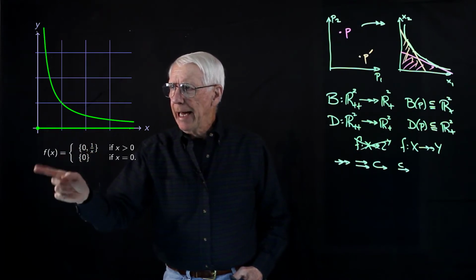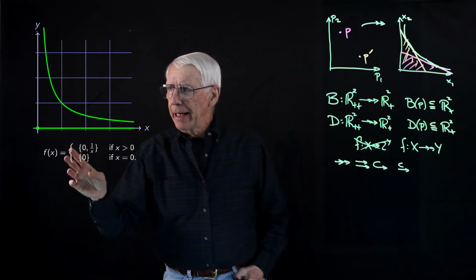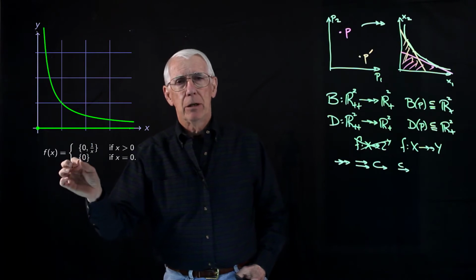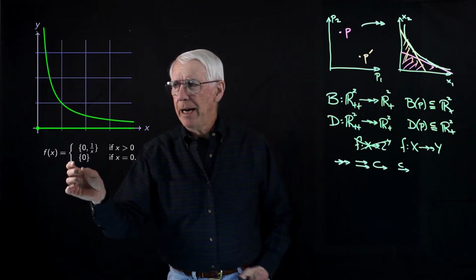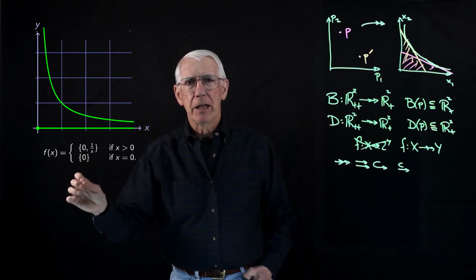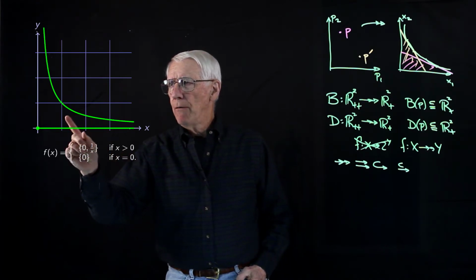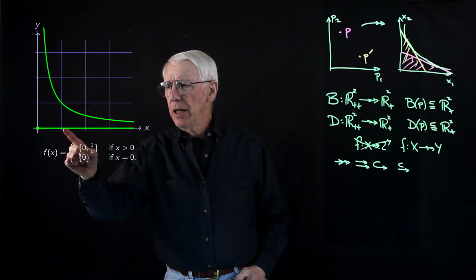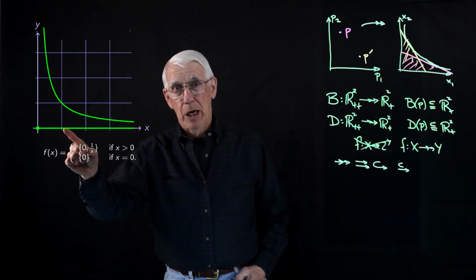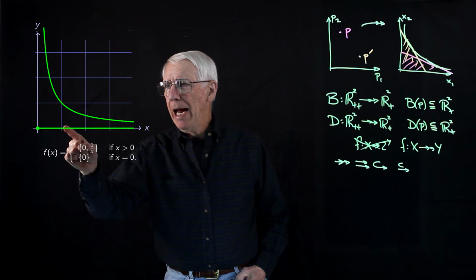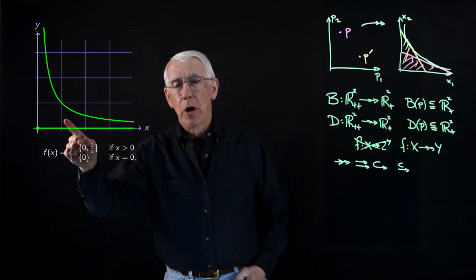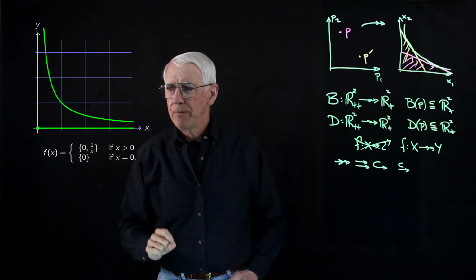And so, again, here, with this correspondence, for every element of the domain, every x, the correspondence picks out either a singleton set or a two-point set. So for positive values of x, the correspondence picks out 0 and 1 over x, the 2 points.